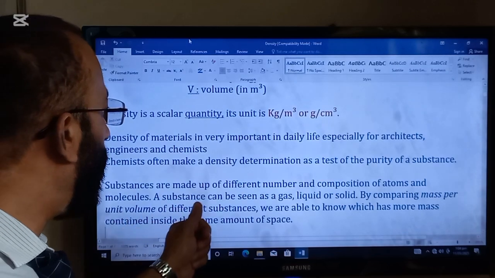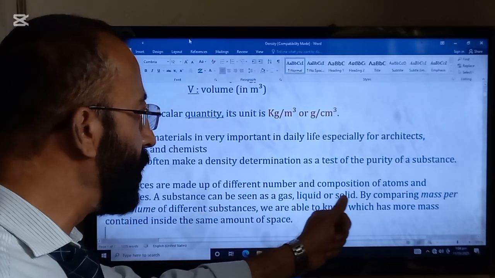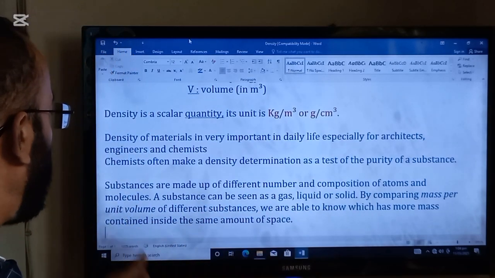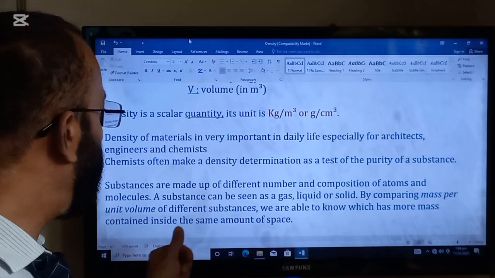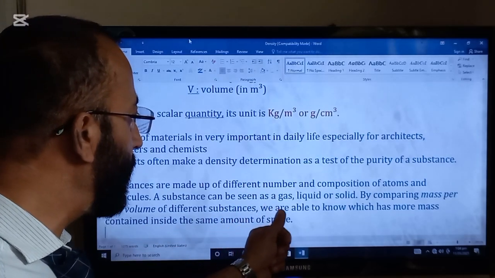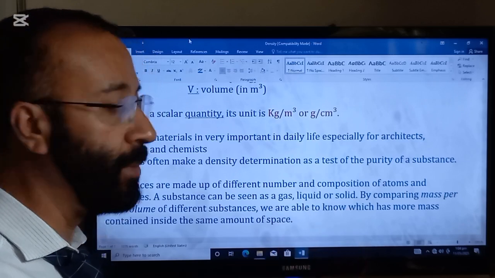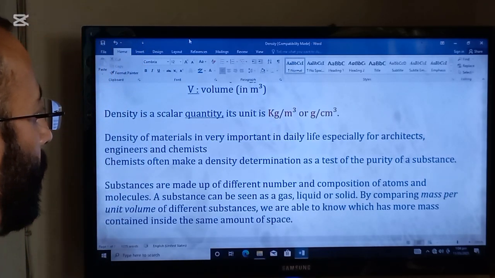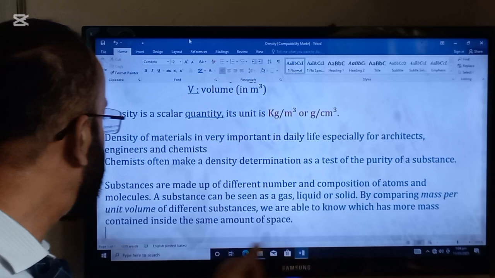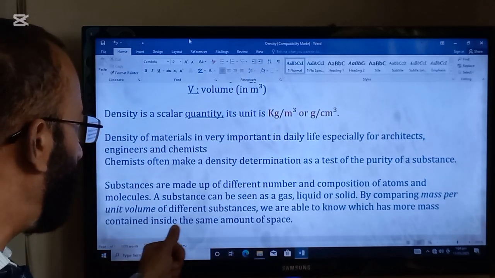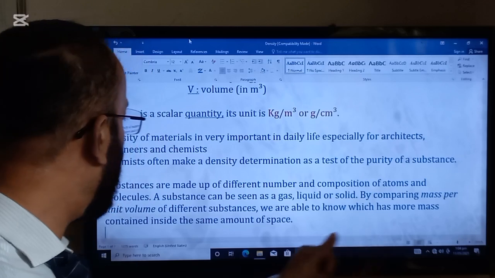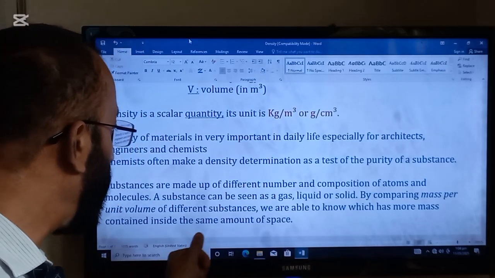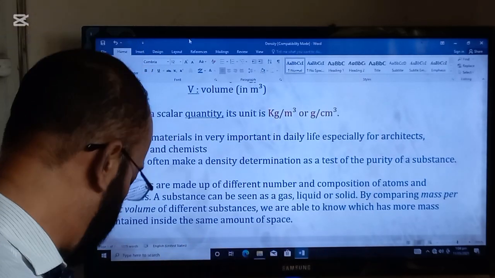Substances are made up of different number and composition of the atoms and molecules. A substance can be seen as a gas, liquid, or solid. By comparing mass per unit volume of different substances, we are able to know which has more mass contained inside the same amount of space.